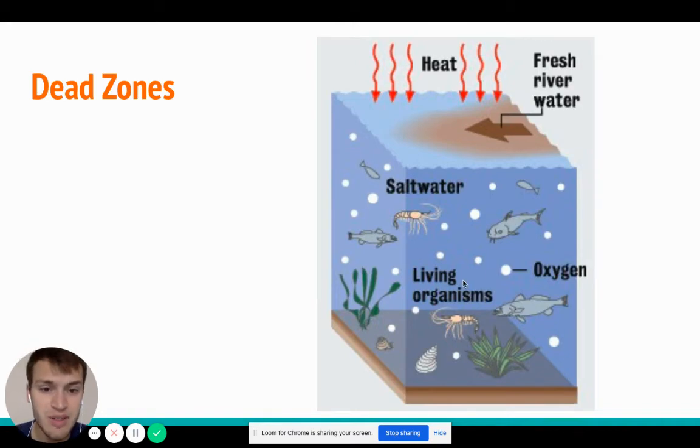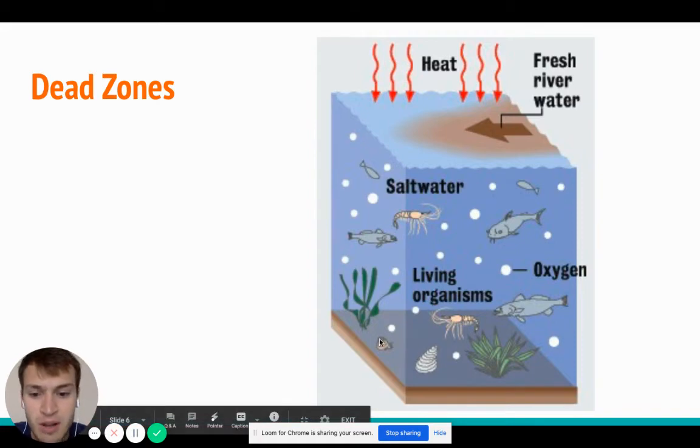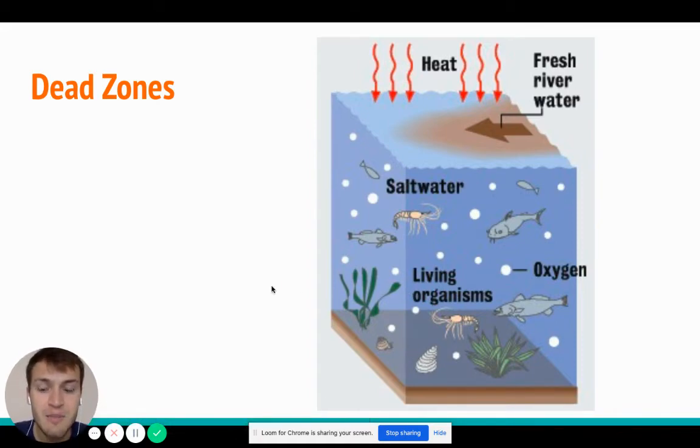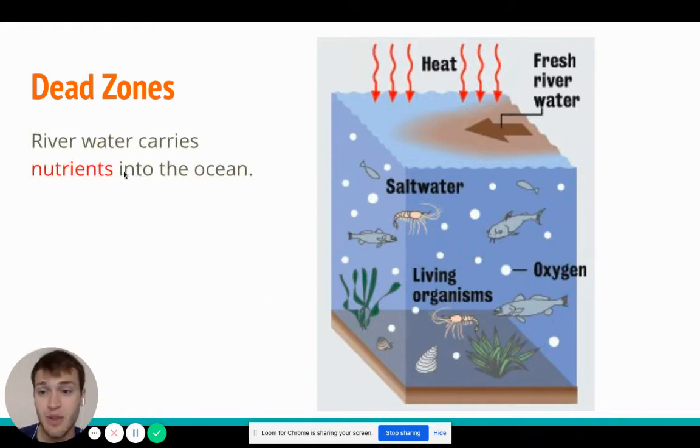And then we also have living organisms. We have some shrimp, some fish, some shelled organisms, and some plants. So what happens is river water carries nutrients into the ocean. Nutrients are red. We're going to define what kinds of nutrients later in these slides, but for right now, we'll just call them nutrients. So river water carries nutrients into the ocean.